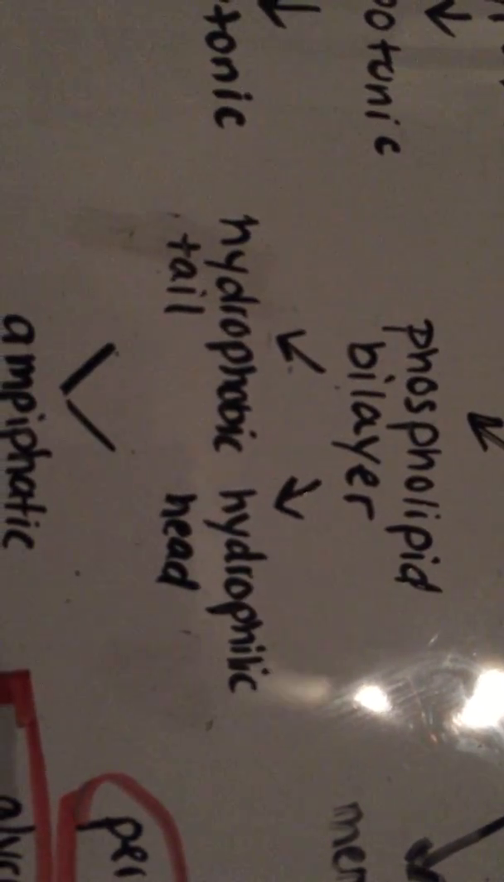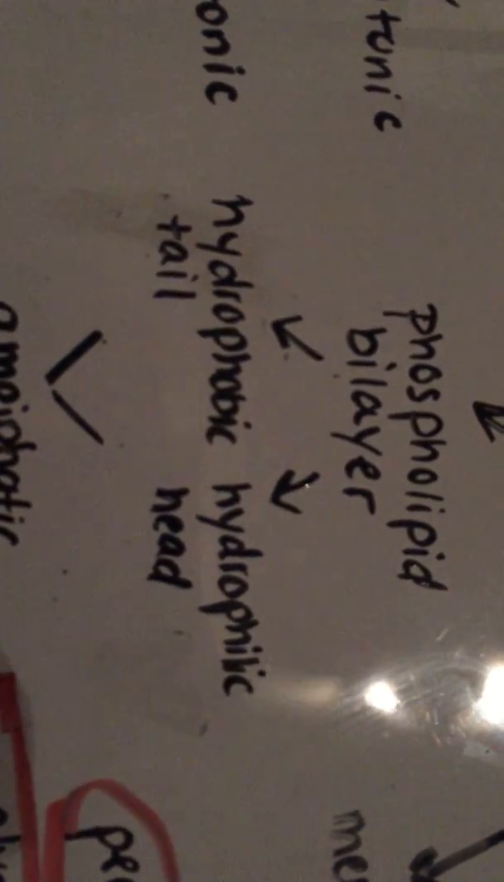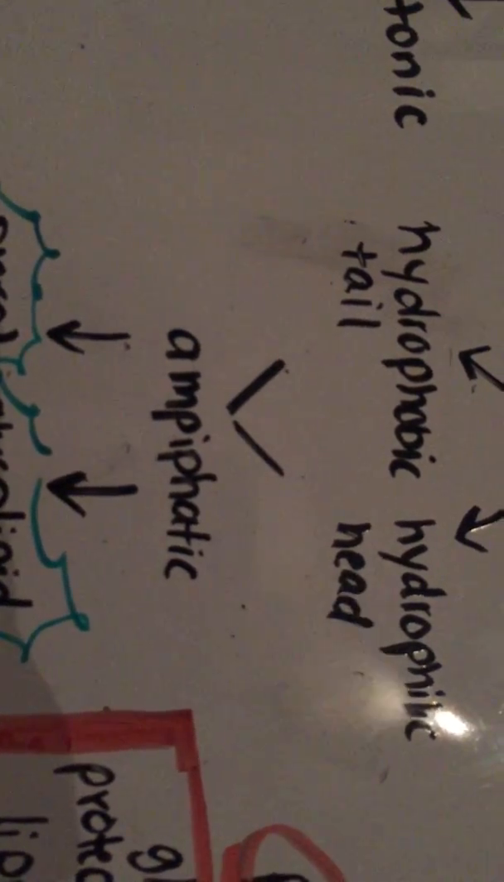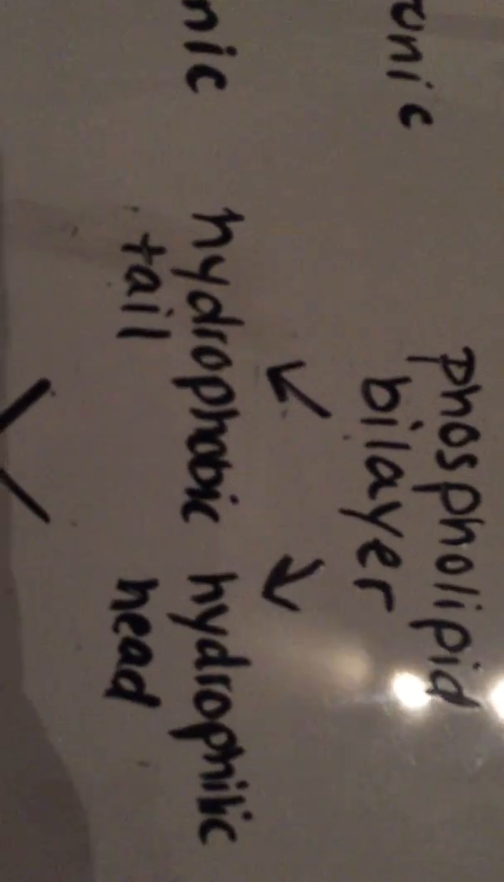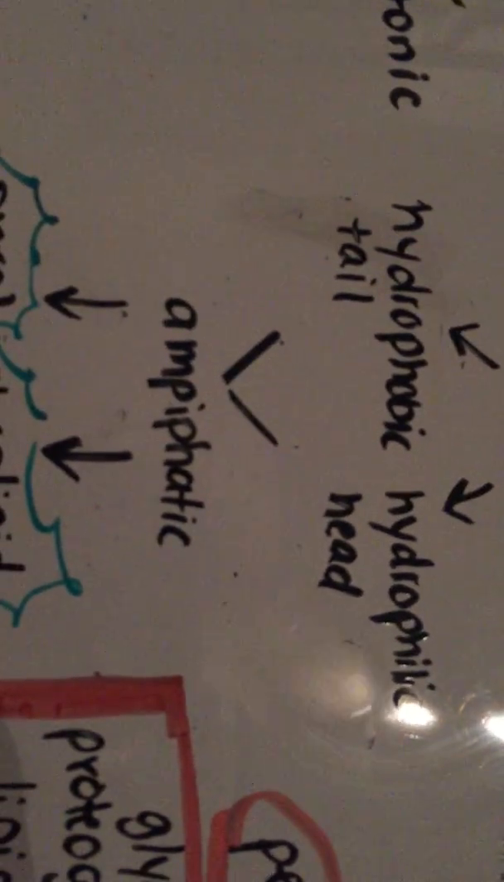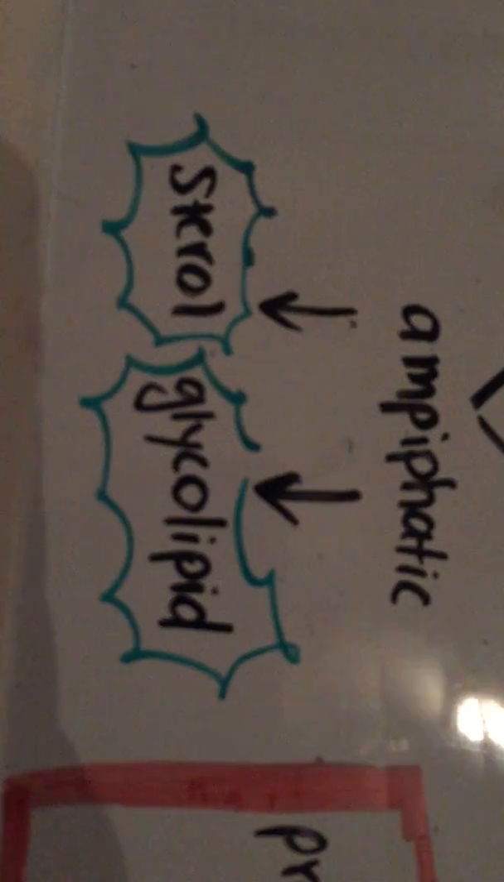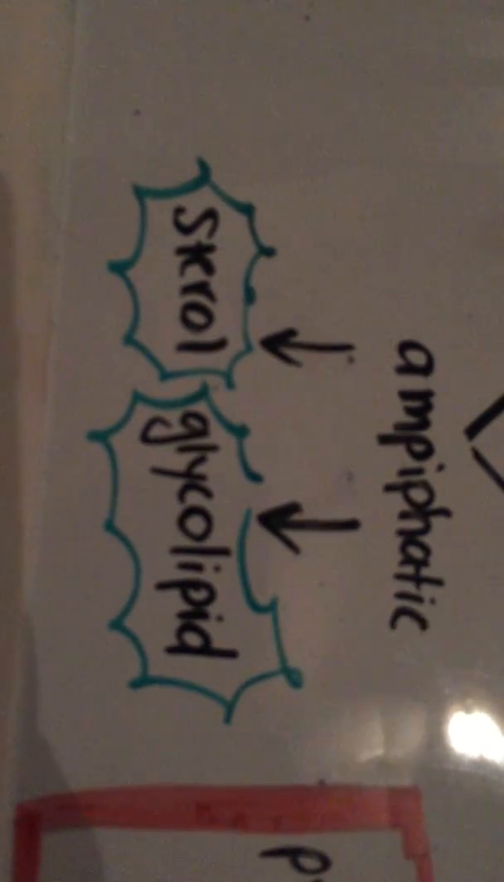It is made up of hydrophobic tails and hydrophilic heads, and it is an amphipathic molecule, which means that it has both hydrophobic and hydrophilic components. Another example of an amphipathic molecule is a sterol and a glycolipid, which are both also parts of the plasma membrane.